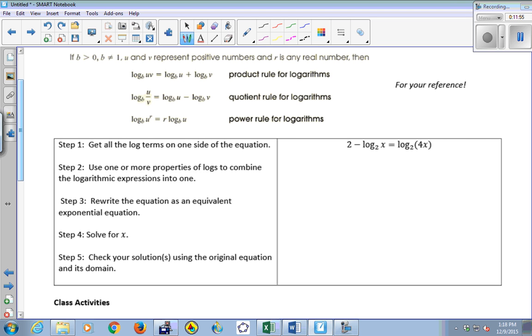What's different with this example and the previous one is that I have two logarithms in this equation instead of just one. I would like to isolate my logs into a single logarithmic expression. So I want to squish them together. So first, let's put all our logs on one side of the equation. Okay, so I'm going to add log base 2 of x to both sides.